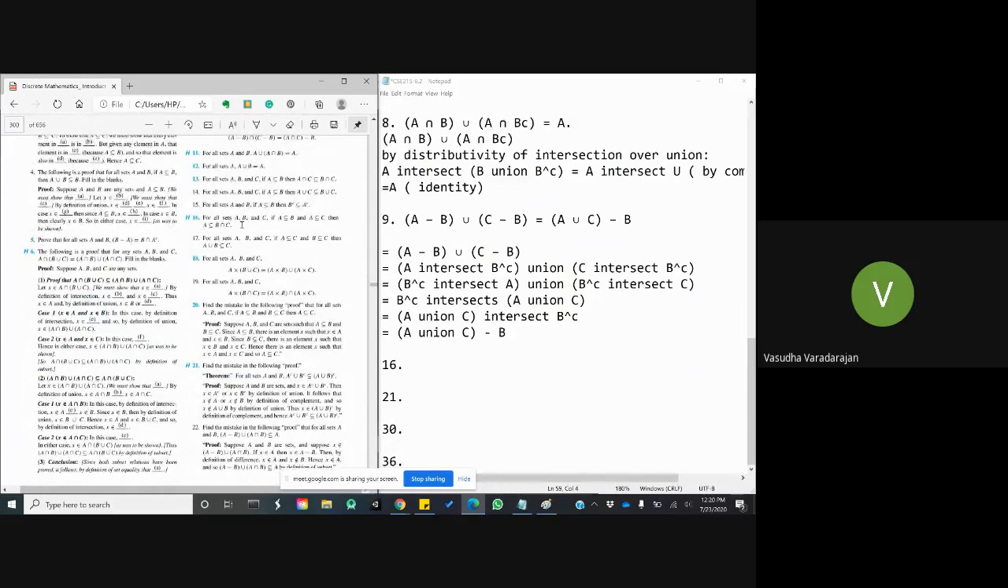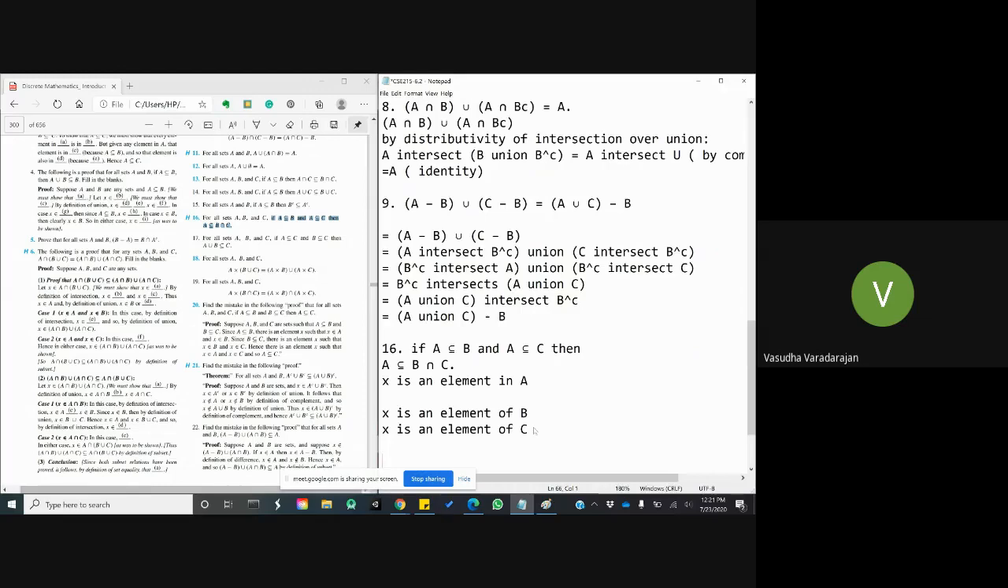Okay. So for all sets A, B, and C, if A is a subset of B and A is a subset of C, then A is a subset of B intersection C. So using the element argument, we assume an element X. Let me just write this down here. We would assume that this statement is going to hold. So X is an element of B. X is also an element of C.